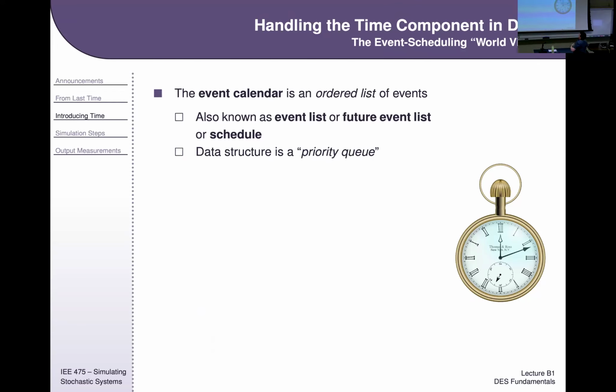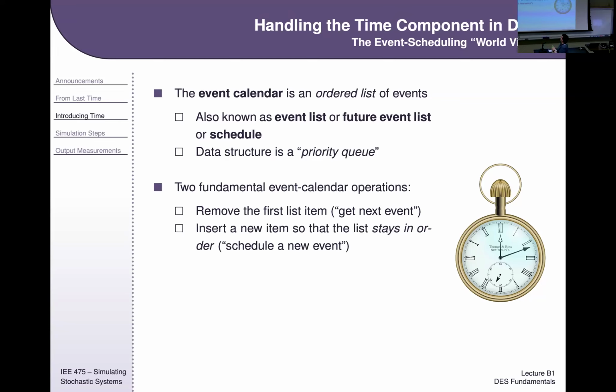This event calendar is something that computer scientists would call a priority queue. It is sometimes also called an event list, a future event list, or just a schedule. In your textbook, it's called a future event list. In Arena, it's called an event calendar. In other simulation programs, it's just called a schedule. There are different names for this, but all discrete event system simulation tools have some notion of this, and it's all a so-called priority queue.